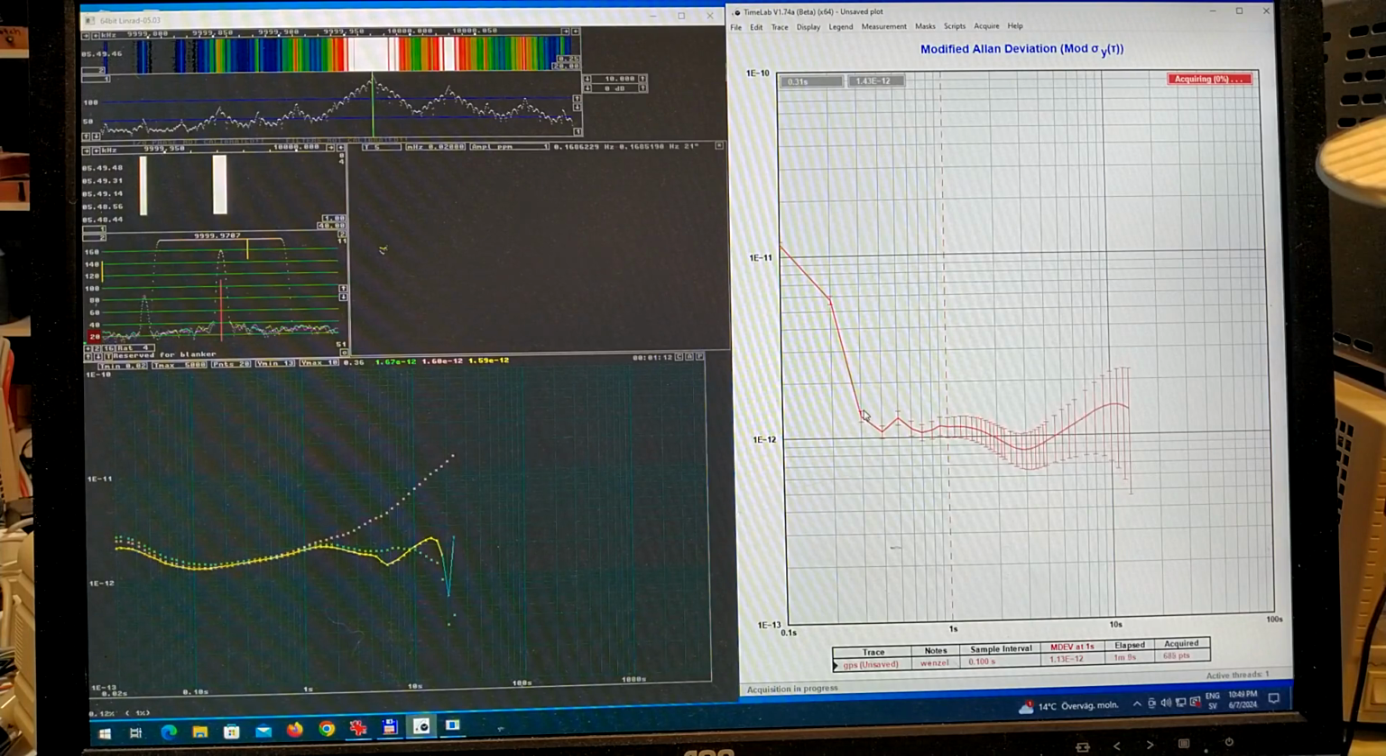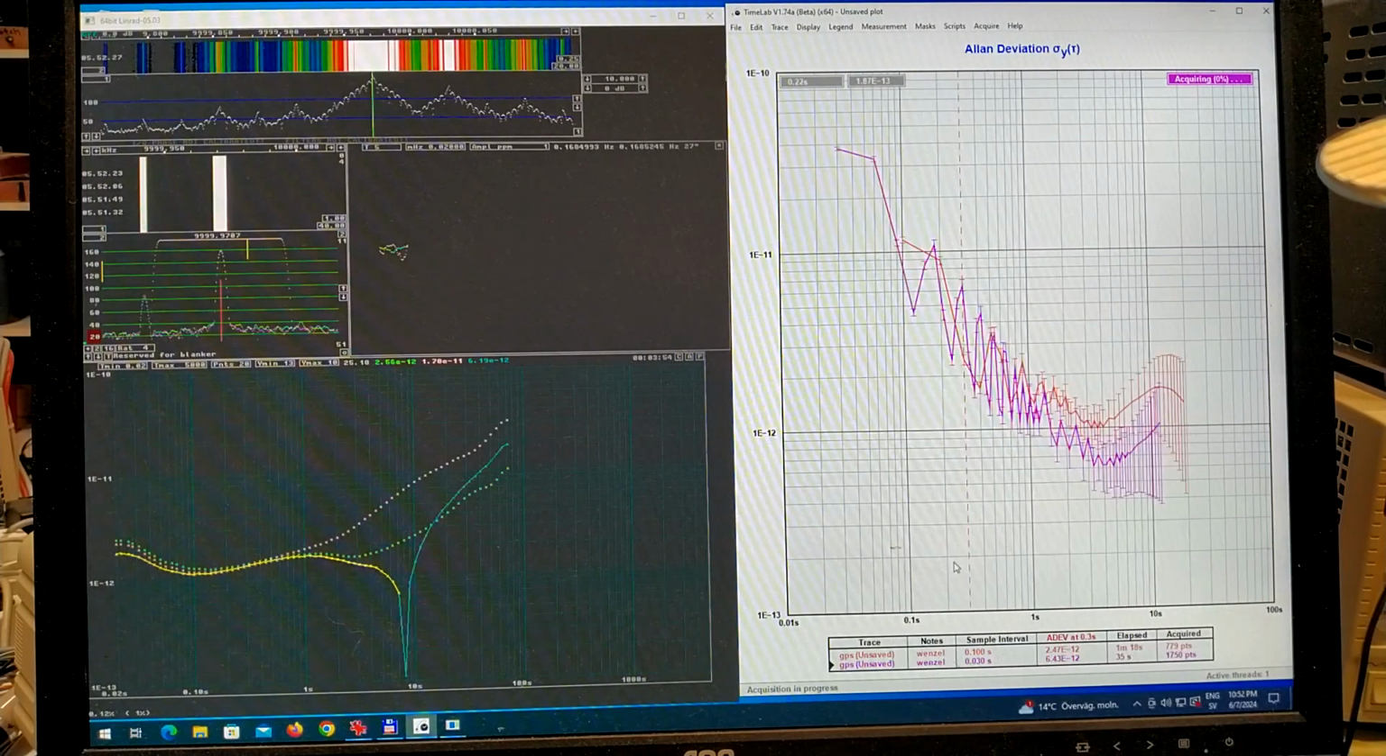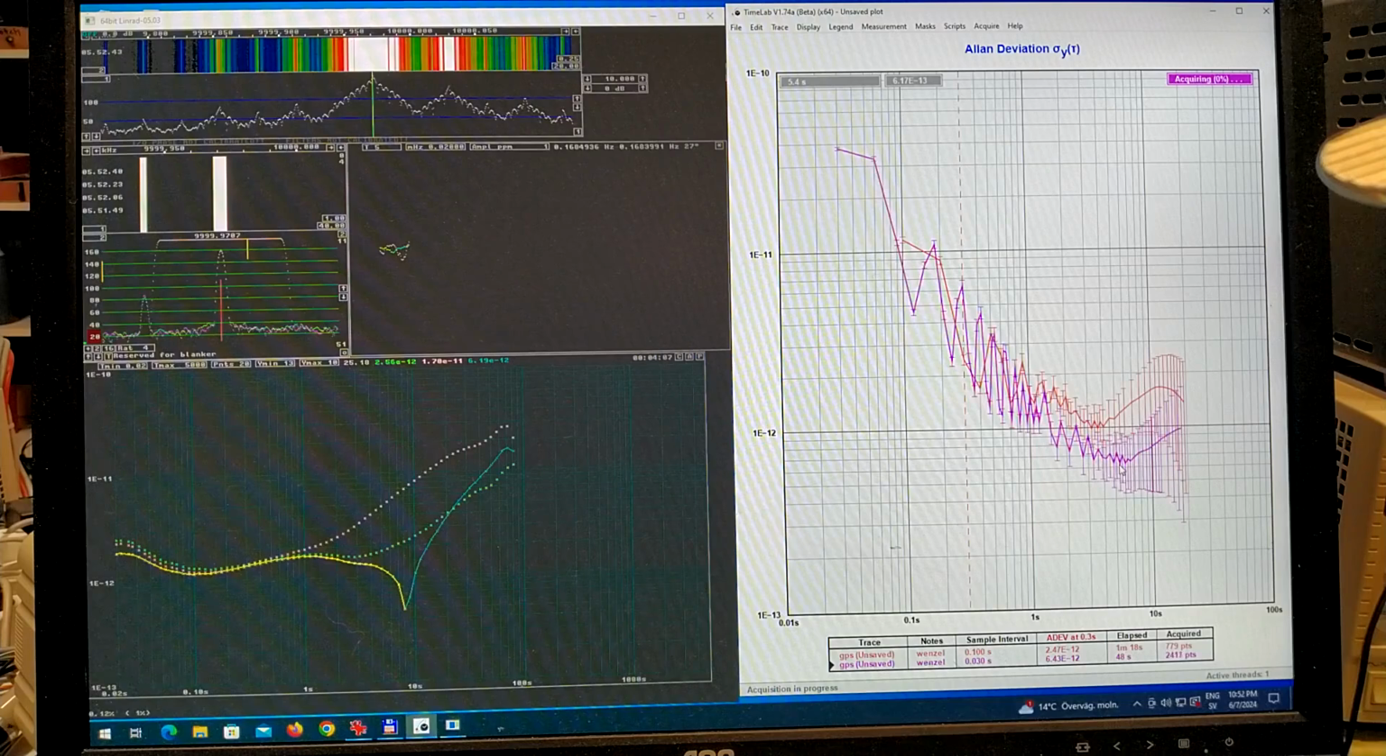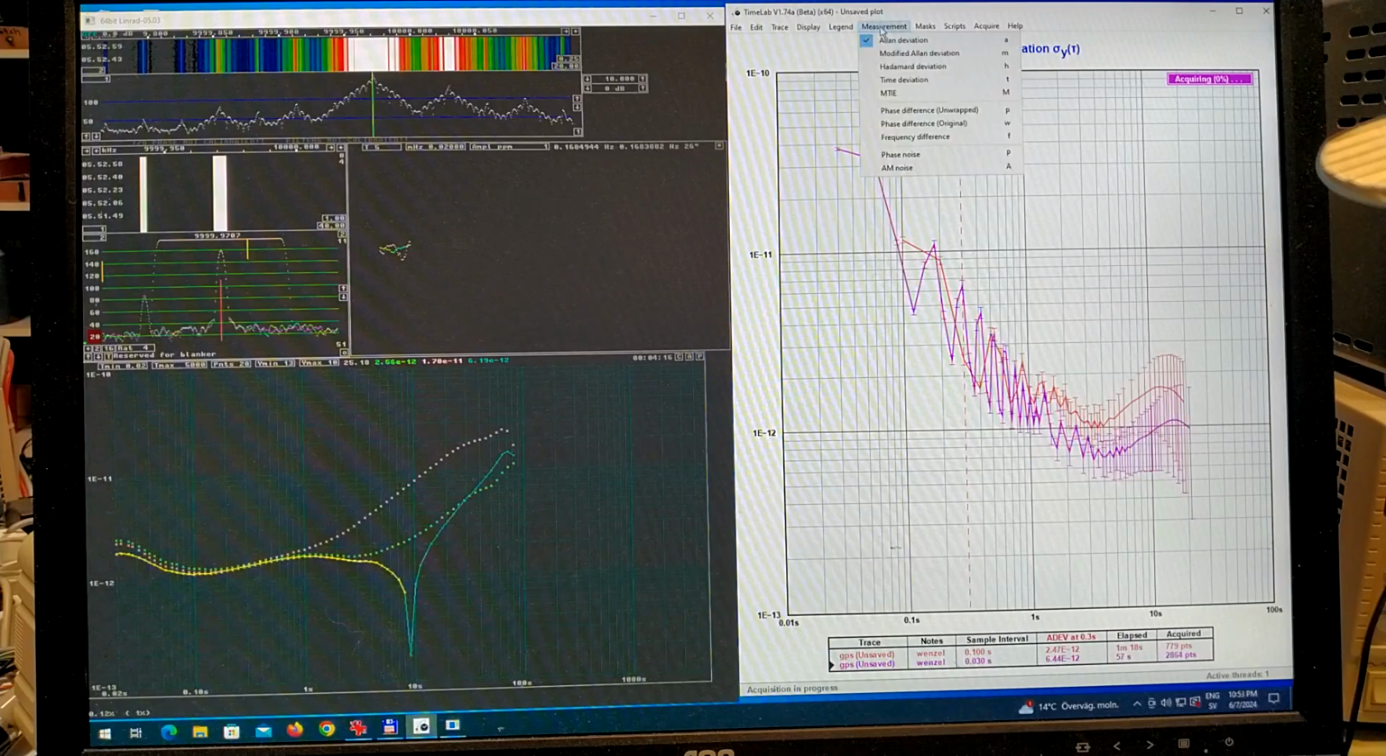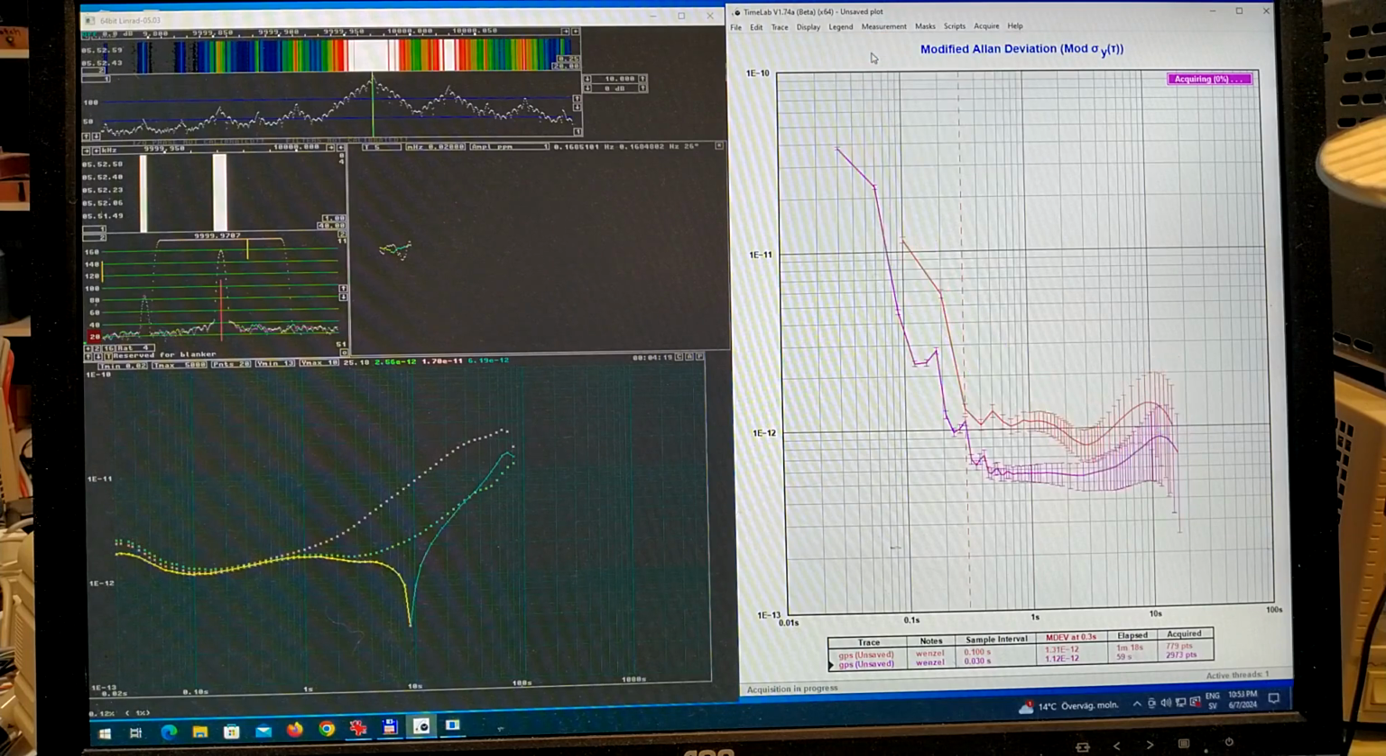I can try to sample more frequently. I have set tau to 0.02 seconds, so I get more points and a better result at 5 seconds, and much more of this quantization noise between 0.1 and 1 second. So I check again the modified Allan, and it looks like this.